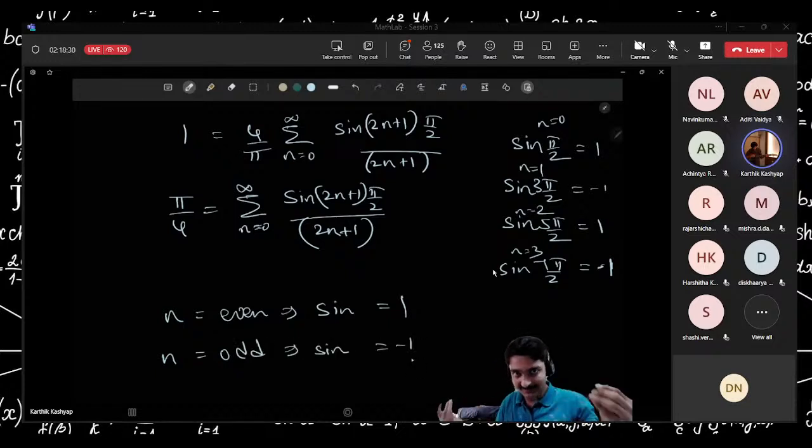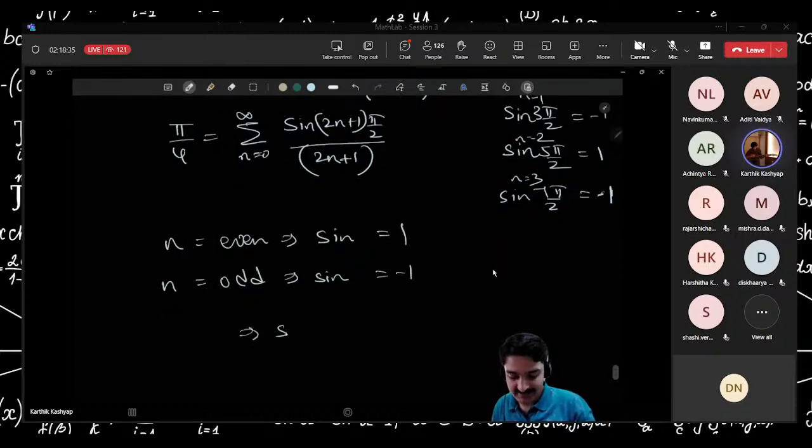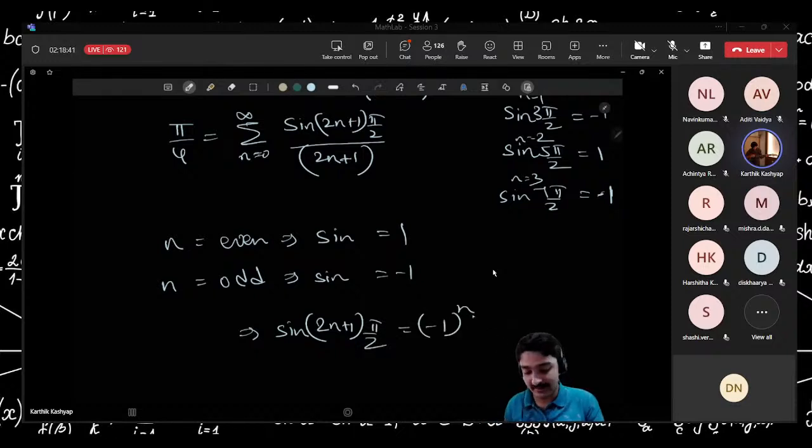So we can just write sine (2n plus 1) times pi by 2 as (-1) power n. That is, when n is even, (-1) power n is 1, and when n is odd, (-1) power n is -1. So we can just replace this in our equation 1.